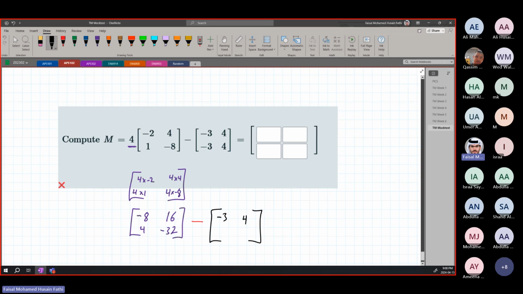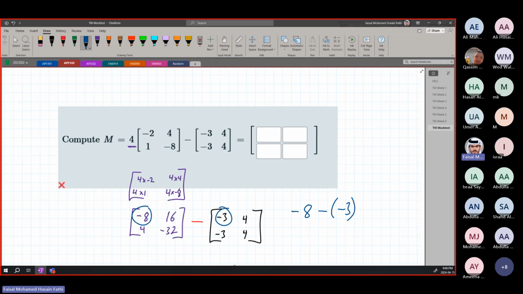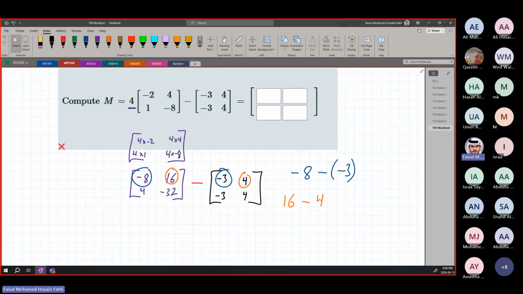So minus 3, 4, minus 3, 4. Again, you're going to look at the first value here and the first value here, and you're going to put a minus in between them. So it's going to be minus 8 minus minus 3. All right, this is what I mean by be careful with your negative sign, because there's a negative here and a negative here, and there is minus in between. So it's minus 8 minus negative 3. All right, same thing for the rest. So this is 16 and 4. You're going to do 16 minus 4, and so on and so forth. All right, and that's how you will solve this matrix. Moving on.